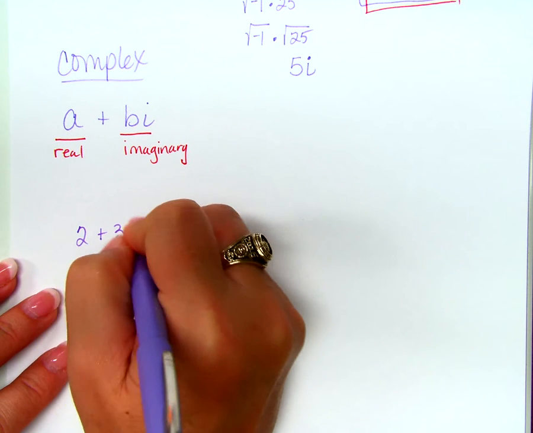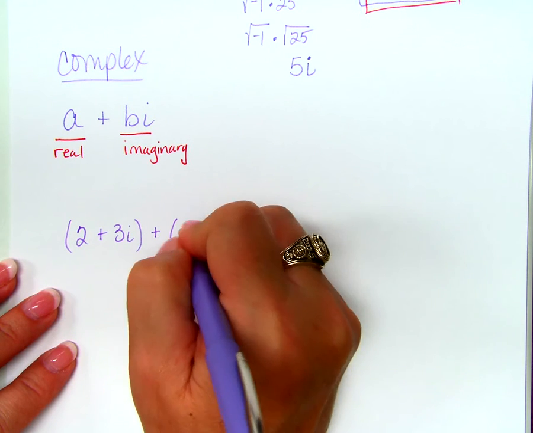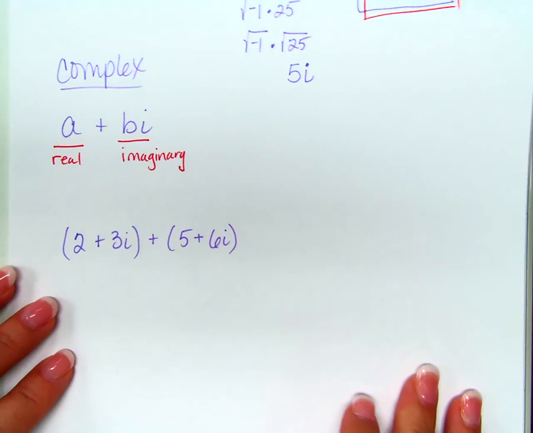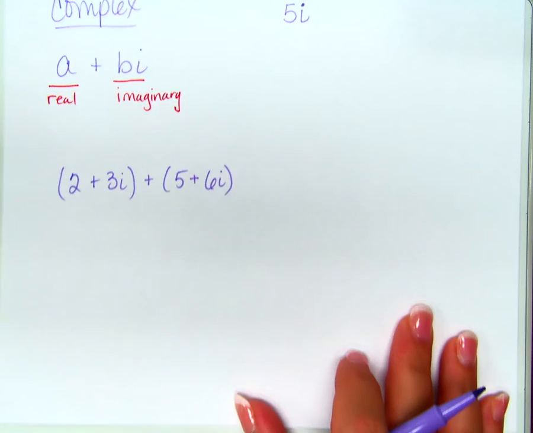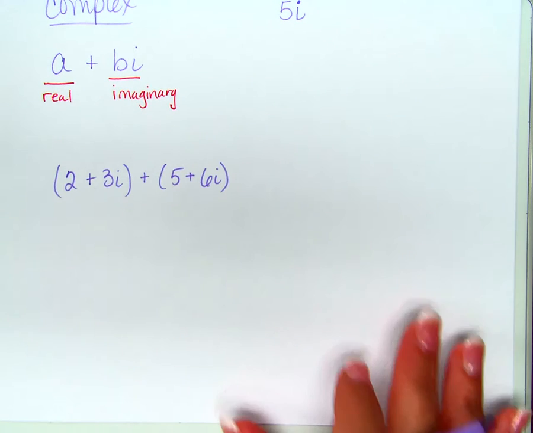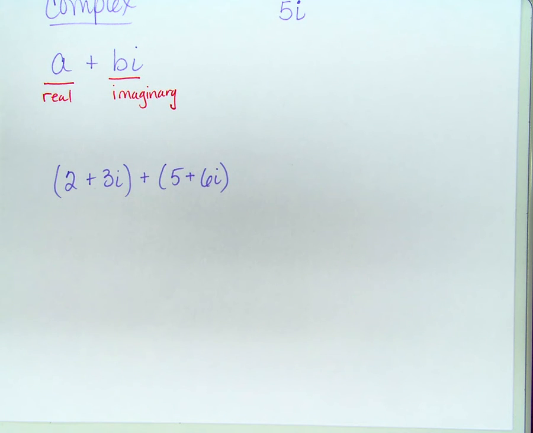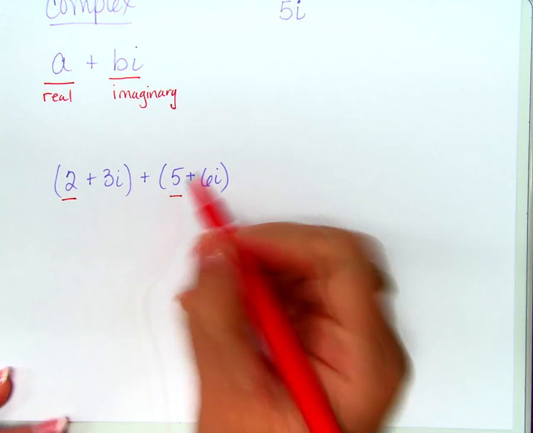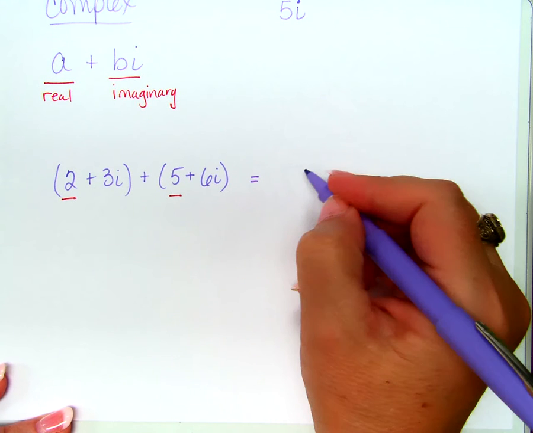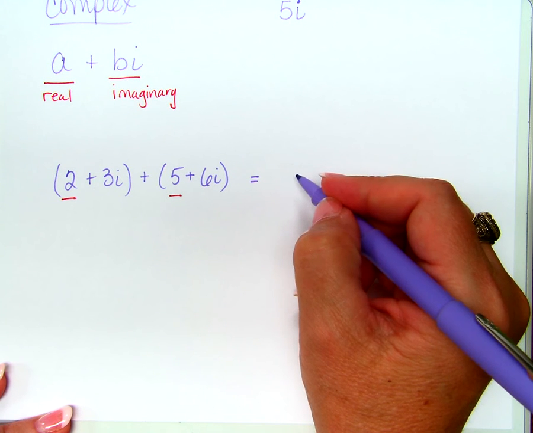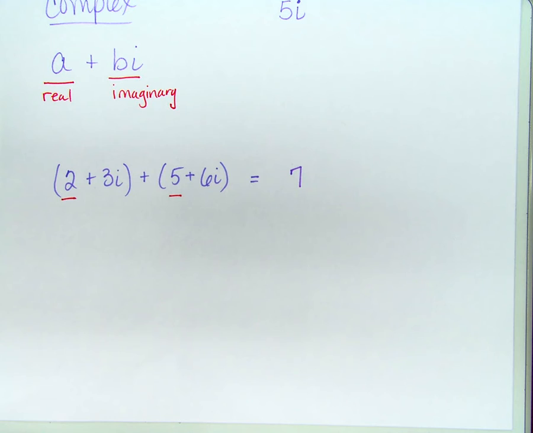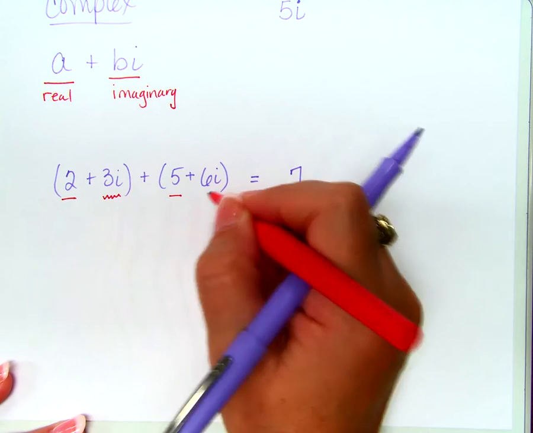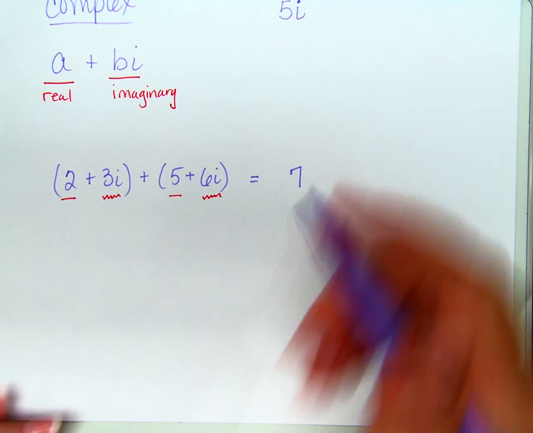2 plus 3i plus 5 plus 6i. Can we add complex numbers? Yes. What parts of complex numbers can we add? So we should add the real parts, right? If I add the real part, I get 2 plus 5. Guys, what is 2 plus 5? Okay. Scared me for a second. Can I add the imaginary parts? 3i and 6i. 9i.